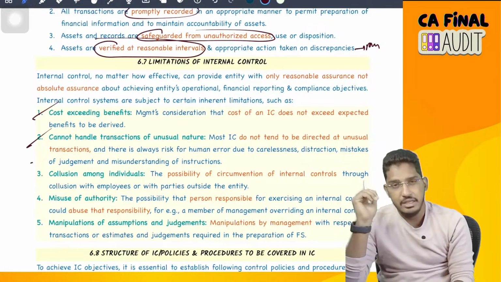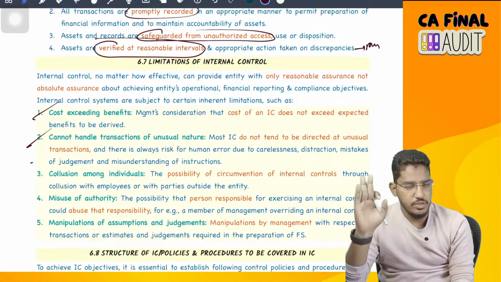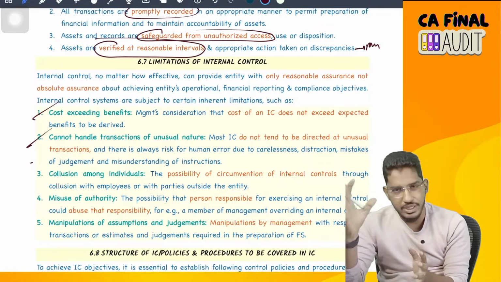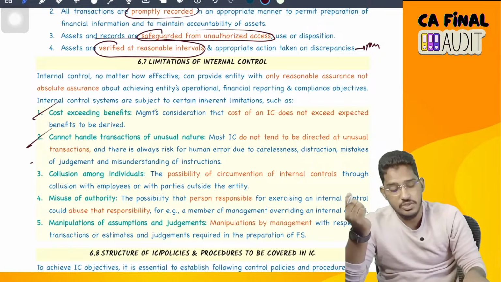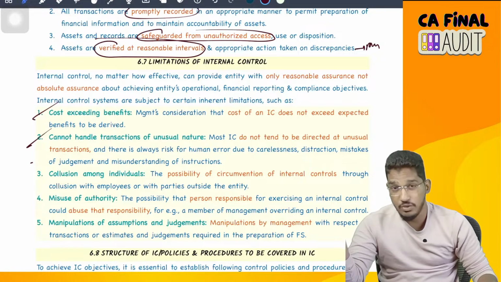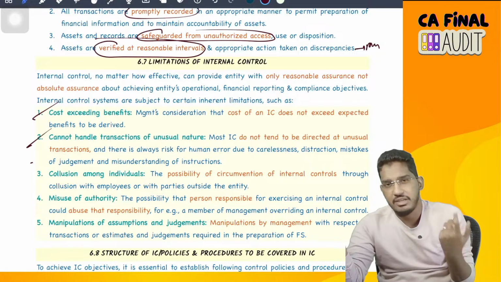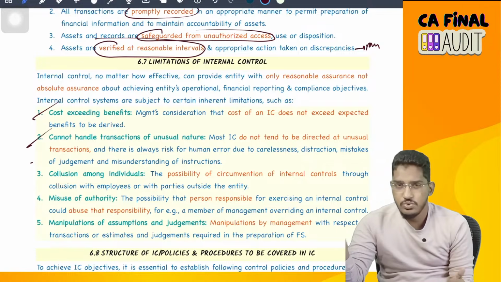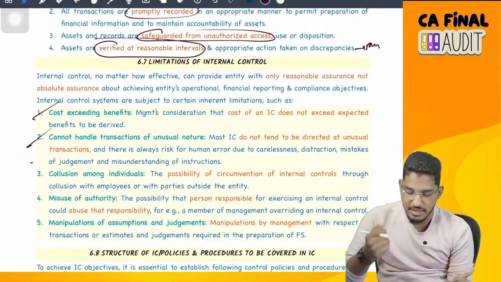Next one, internal controls we can generally plan only for usual transactions. For routine transactions only can we plan internal controls. We can't plan internal controls for unusual transactions. Sometimes there are transactions which don't happen in the normal course of business that we might have to do. For those we can't implement internal controls, so mistakes can happen in those transactions.